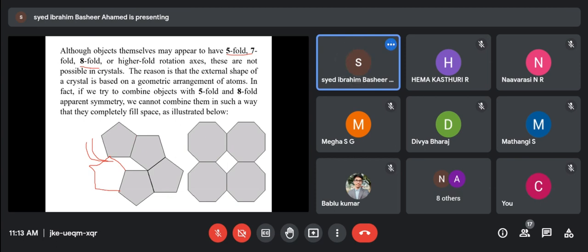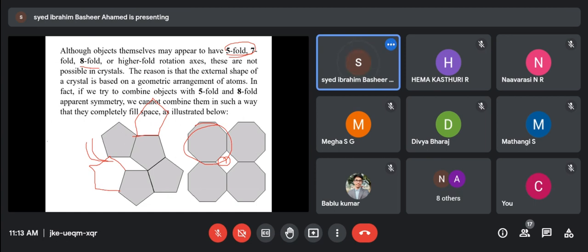Or else, if I pack something like this, then again there will be a gap. If you try with higher order, there will be a gap. But in a crystal, it is not possible to have empty space. So that's why it is not possible to have 5-fold, 7-fold, 8-fold or higher order.